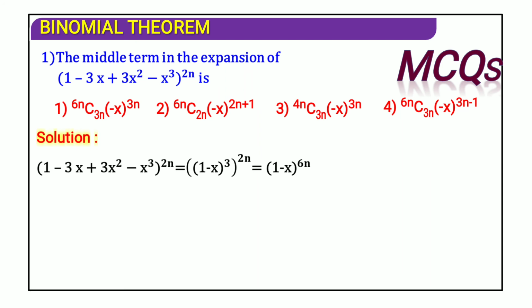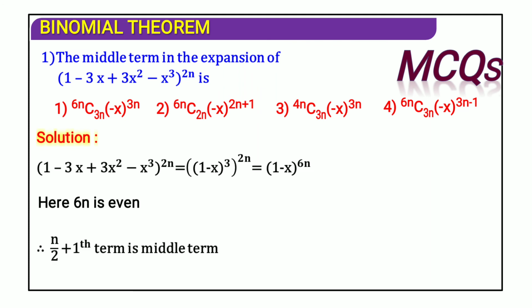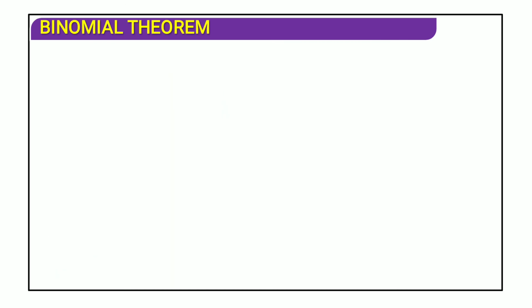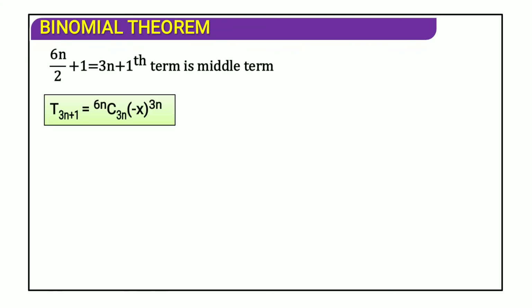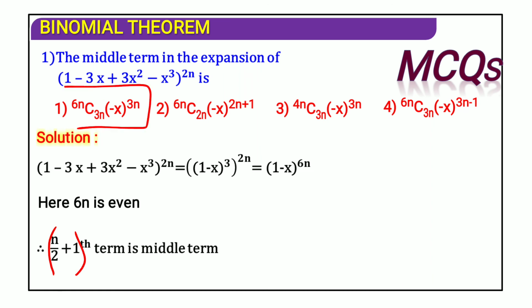You can pause the video, solve the question and do it by yourself, or I am doing it for you right now. It's the basic formula of (a minus b) whole cube. (a minus b) whole cube is a cube minus b cube minus 3ab into (a minus b). Okay, it's 1 minus x to the power 6n. 6n is obviously even, and the middle term for even is the (n by 2 plus 1)th term. Simply we can say 6n gives the (3n plus 1)th term. So answer number 1 is the correct option.